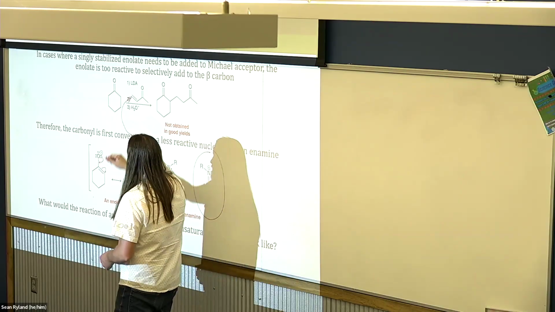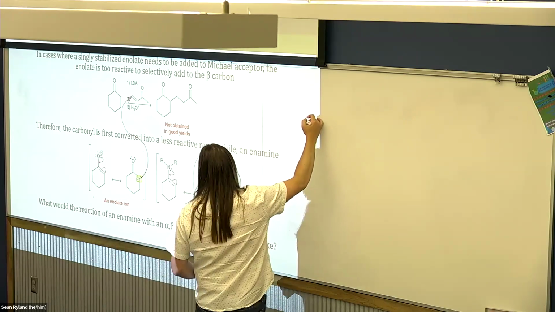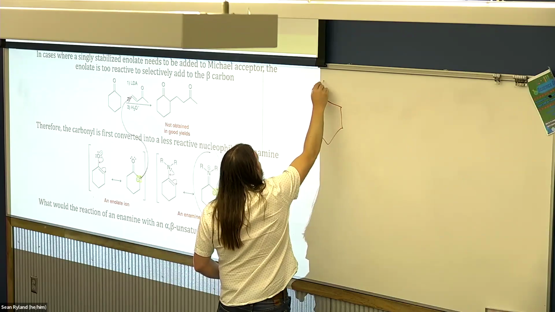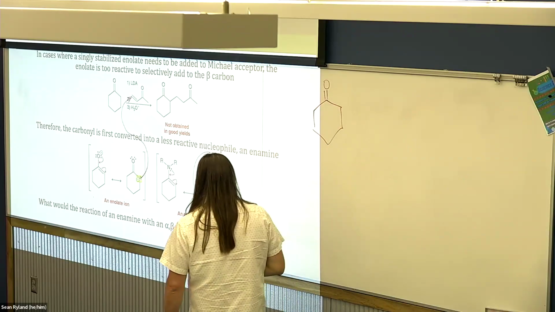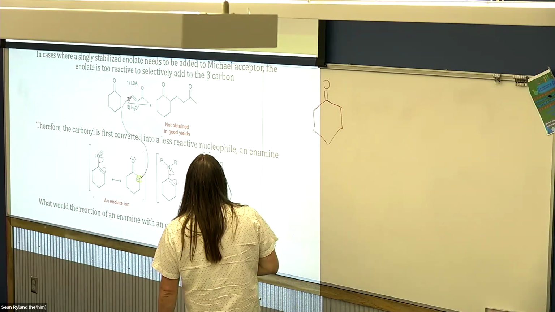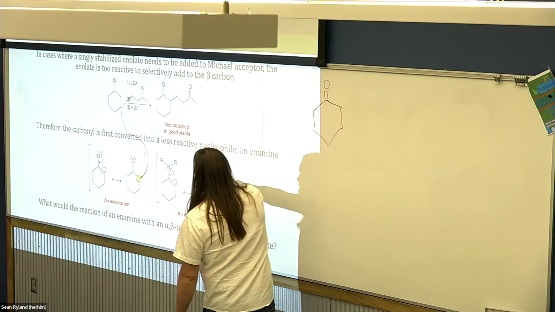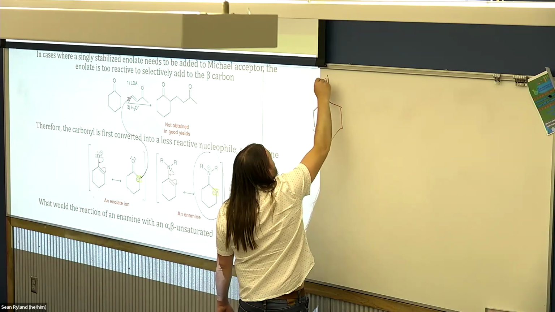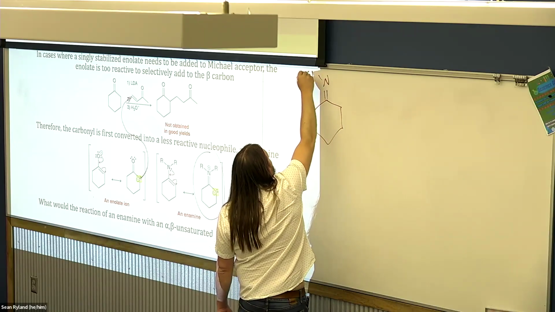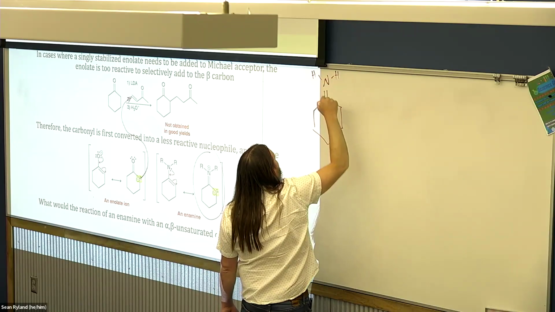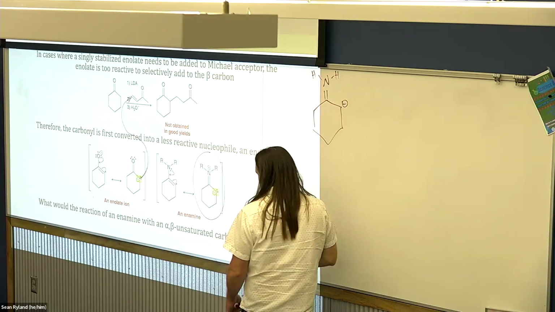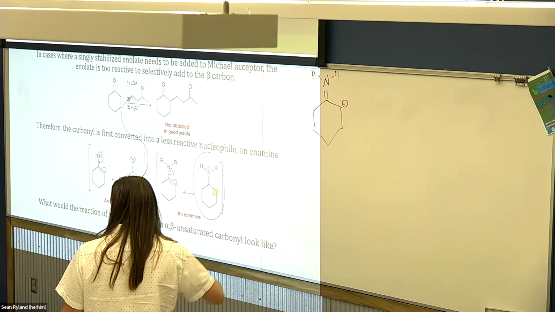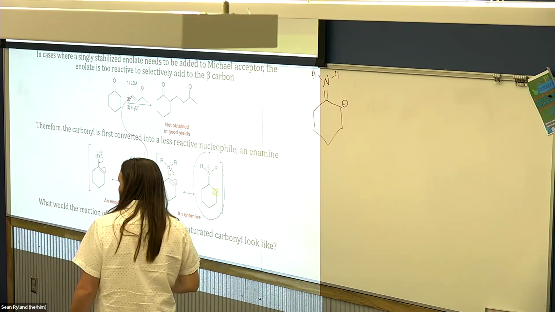So what would this look like if we use cyclohexanone? Sorry, not cyclohexanone. We use the enamine. We converted this to an enamine first. So we'd have something that looks like this. It's still under our Michael reactions, yeah. It's basically a subset of Michael reactions. We're getting into subsets of subsets now, right?